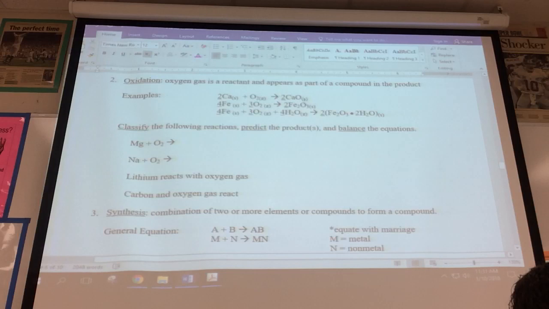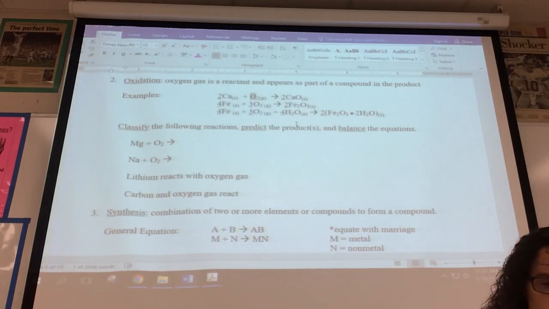But I will ask you to predict products of simple oxidation reactions when you have an element reacting with oxygen gas. It can be a metal, or you'll see here it can be a non-metal. The simplest approach here is that oxidation is a form of a synthesis reaction, where I'll show you those in a minute, but they are similar in that you simply combine those elements to generate a compound, forming that compound by your basic formula writing rules.